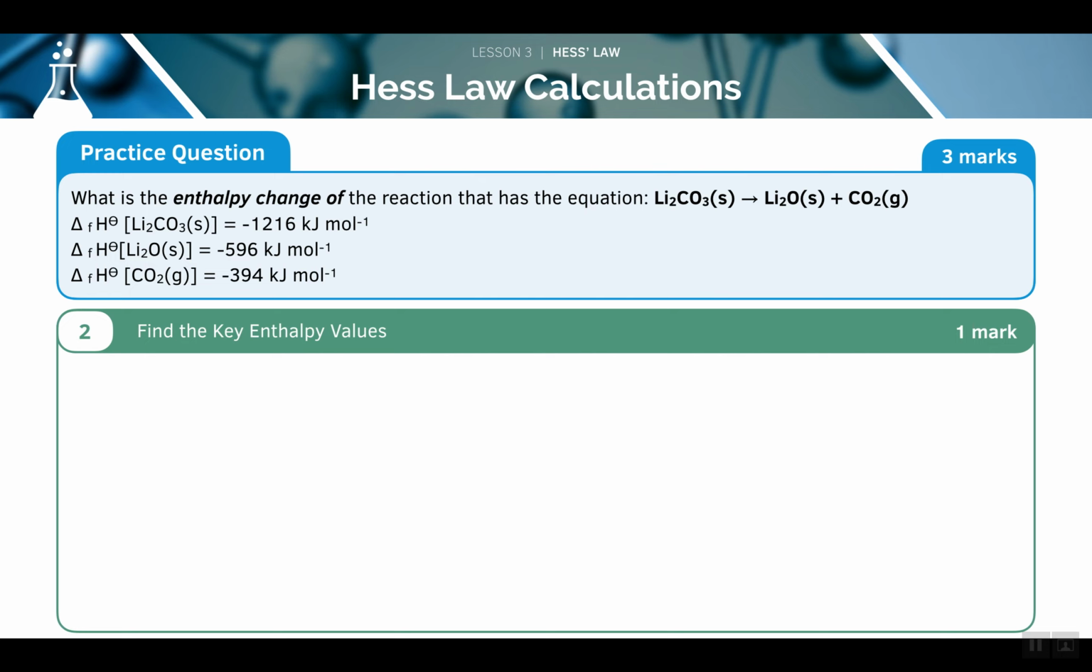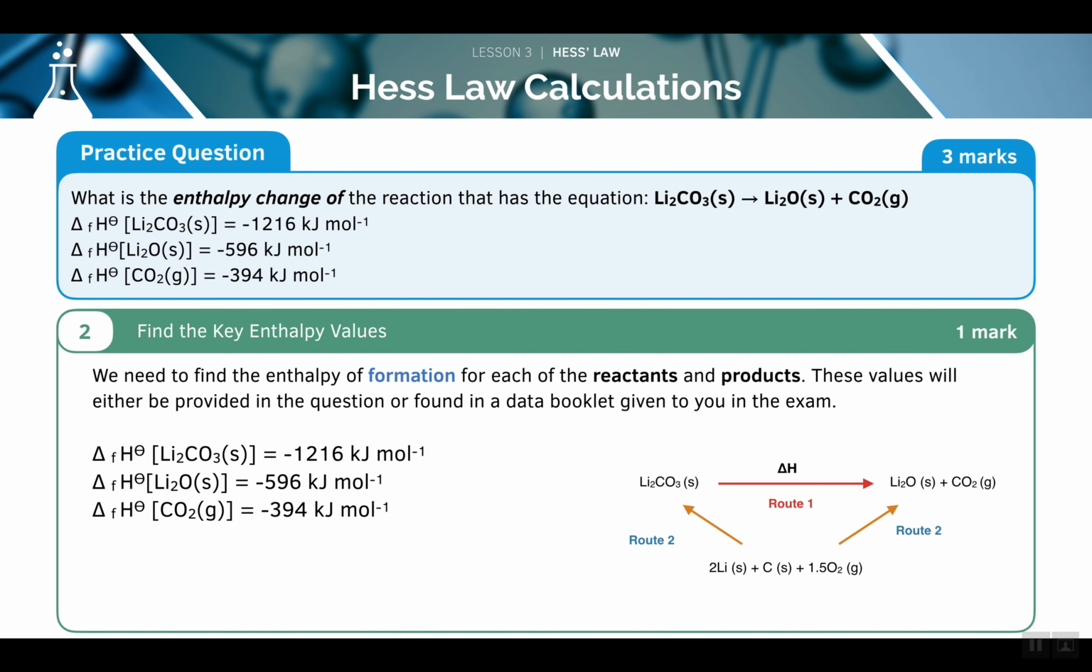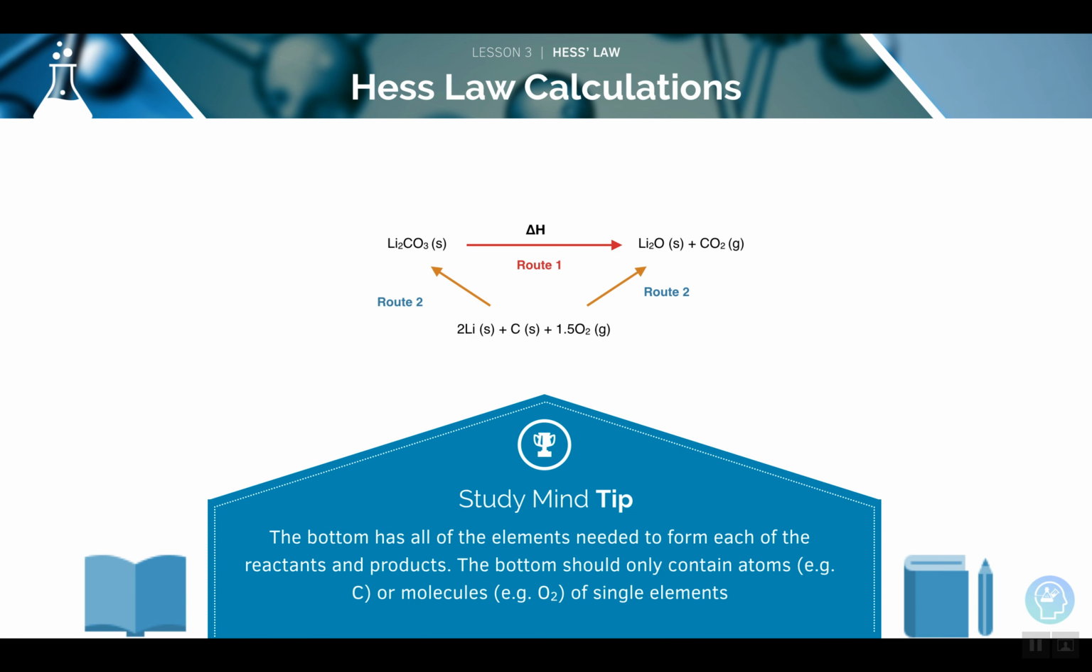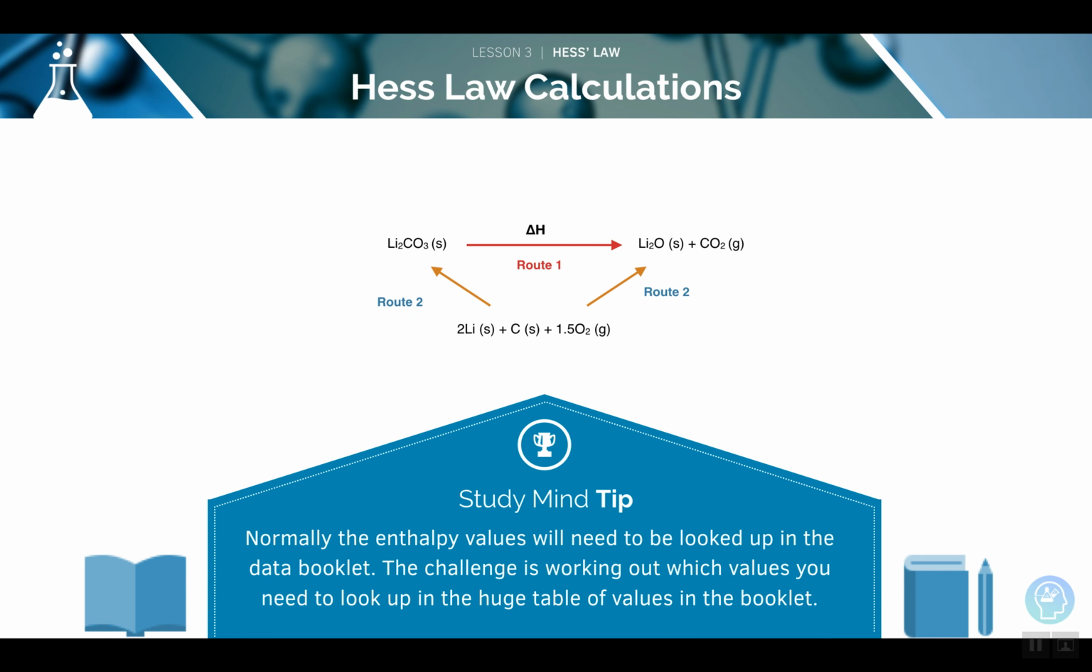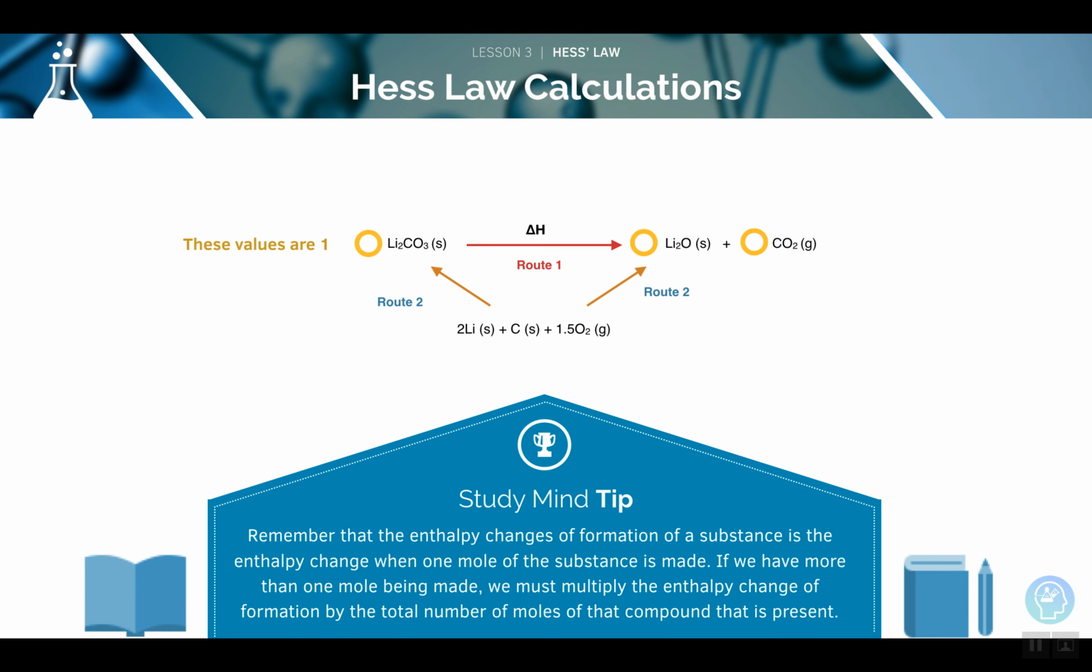Now, we need to find the key enthalpy values. These have been given to us in the question, which is shown here. The bottom has all of the elements that are needed to form each of the reactants and products. Normally, the enthalpy values will be given to you in a data booklet, but you will need to work out which value to look up. The enthalpy changes of formation only occur when 1 mole of the substance is made.